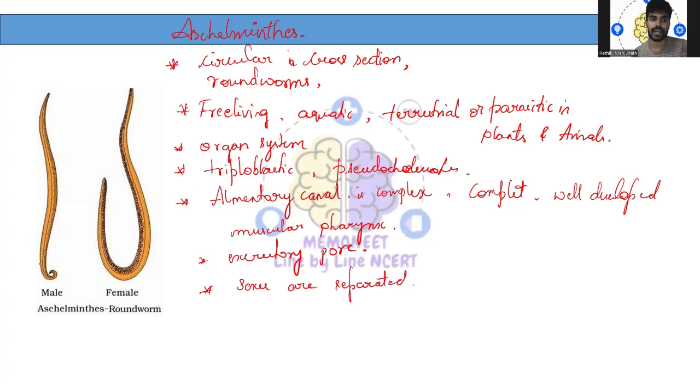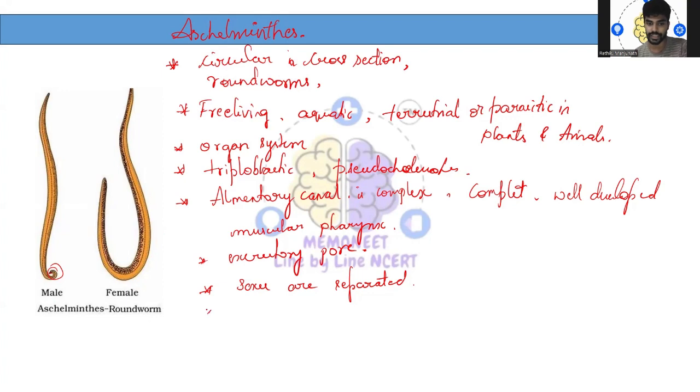Then coming to the sexes, they are separated. The male will be somewhat smaller when compared to the female. At the posterior tip of the male, you will see it somewhat sharpened and slender. So when you see the male, you can easily differentiate whether they are male or female. And the females are basically longer when compared to the male.